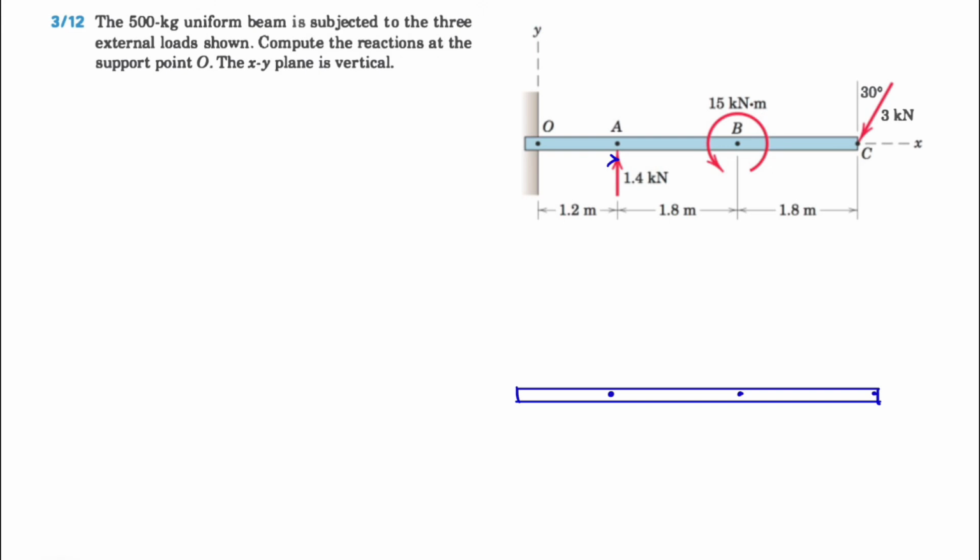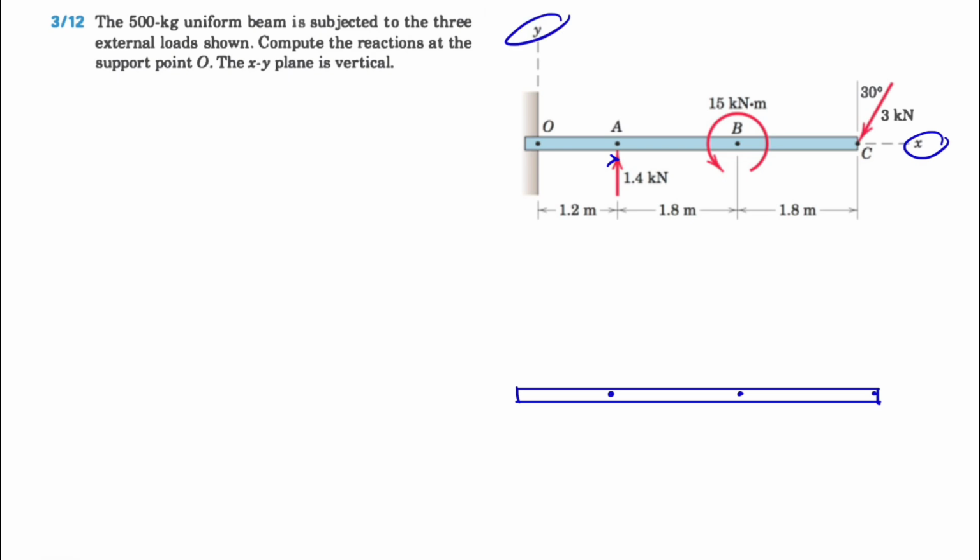We're going to be solving another question from chapter 3 of the Meriam textbook, question 12. In this one we have the 500 kilogram uniform beam that is subjected to the 3 external loads as shown, and we need to compute the reactions at the support point O. The XY plane is vertical, so we can see the X and Y axis in this question.